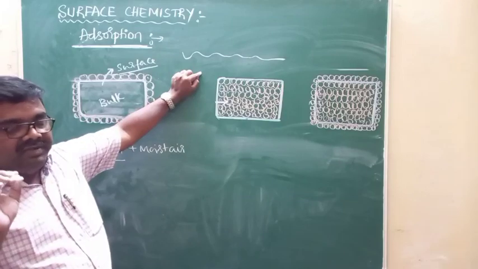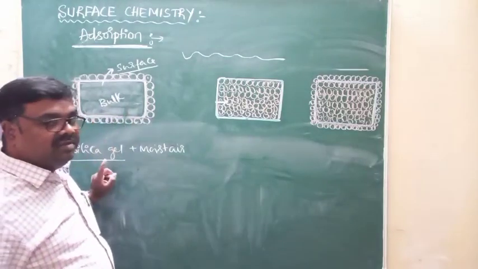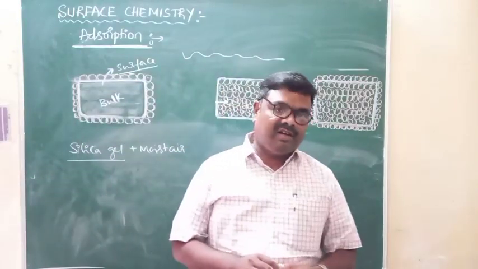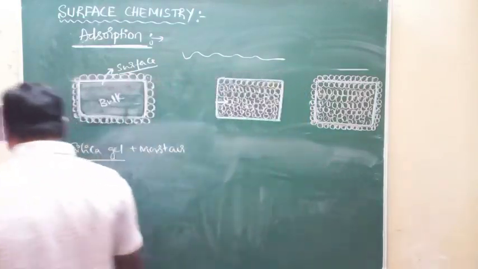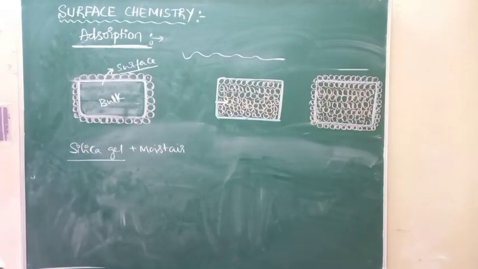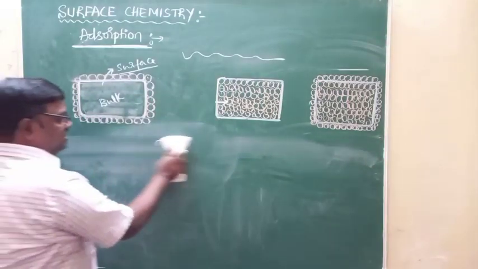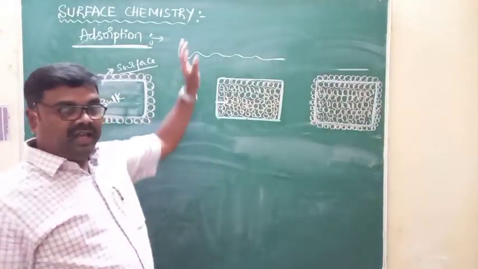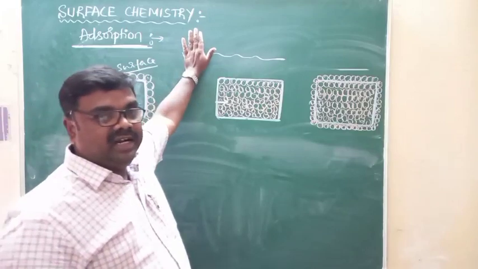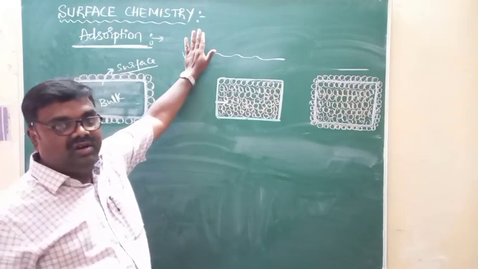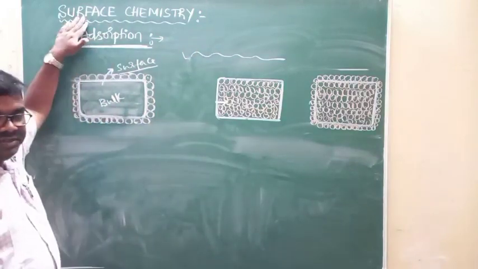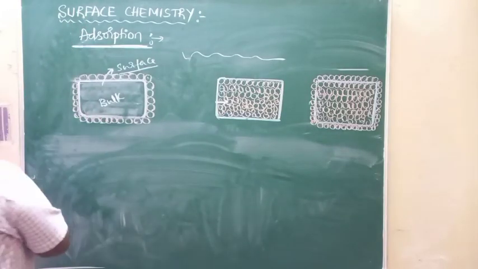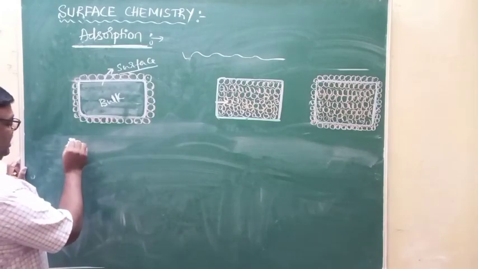Now, if any question asks you to write an example for adsorption, you just write: adsorption of water by silica gel is an example of the adsorption process. Adsorption is a surface phenomenon where the molecules of a substance are attached to the surface of a solid or liquid, and that is called adsorption.